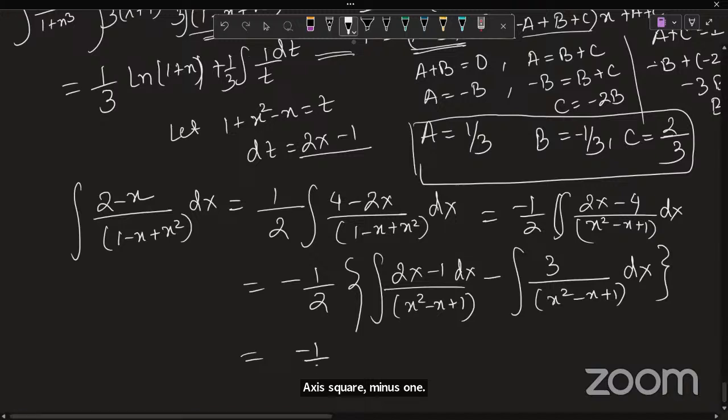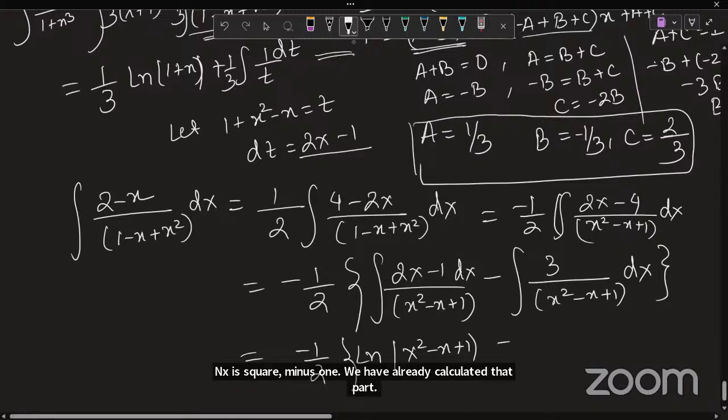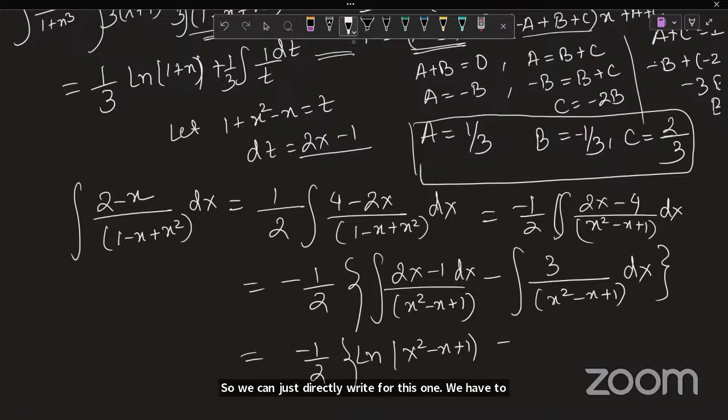Now tell me, half into this will be t dt, right? So we can directly write it as ln of x square minus x plus 1. We have already calculated that part. So we can just directly write. For this one, we have to again think. You have to make a perfect square of it.